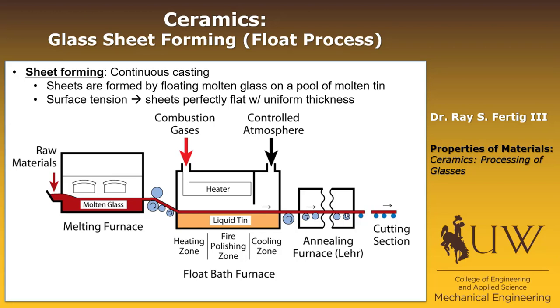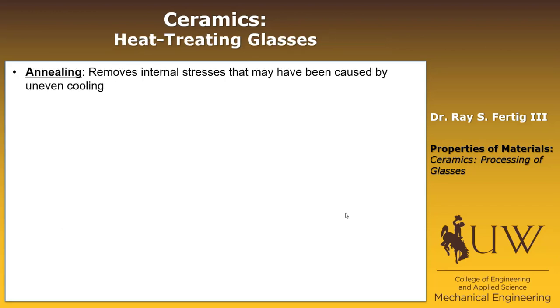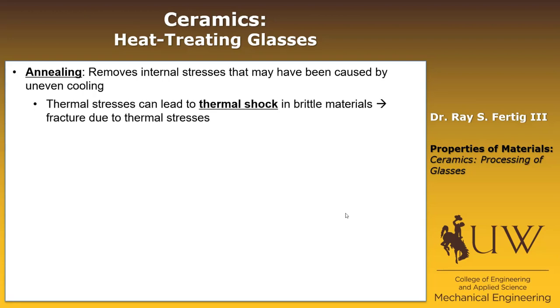Okay, that's all I want to say about the forming processes for glass. I want to talk really briefly about heat treating glasses. So we didn't cover the mechanical behavior of ceramics or glasses. That will come in the next class. But when we process glasses and we have to cool them off, we can end up with internal stresses caused by uneven cooling of the glasses, and that happens all the time. And it doesn't just happen in glasses; it also happens in metals. But it's particularly problematic in glasses because, as you know, hopefully from experience, glasses are brittle. And so thermal stresses can lead to thermal shock, which causes fracture in brittle materials.